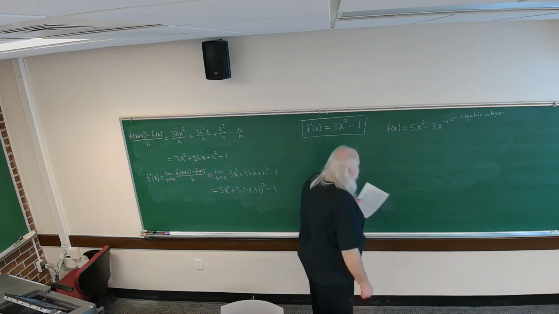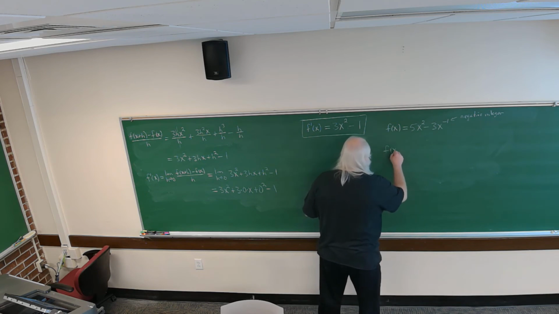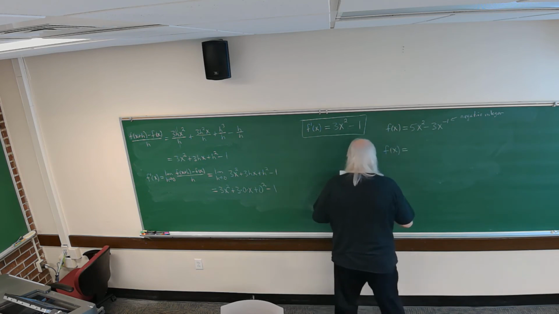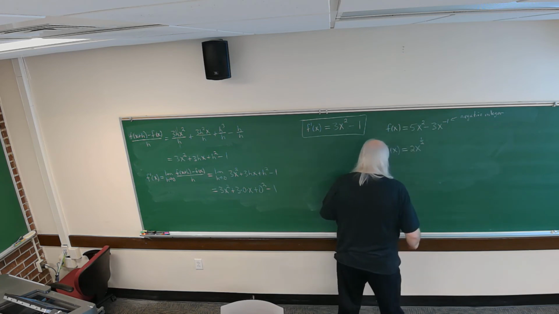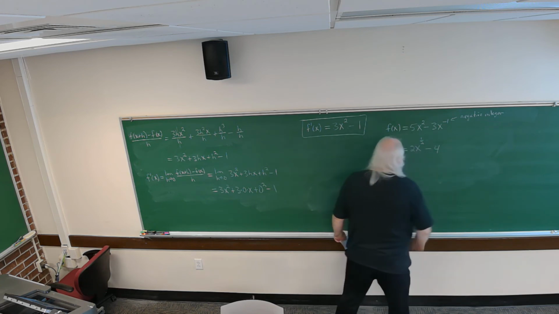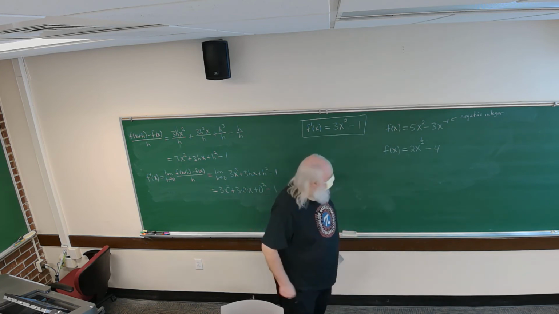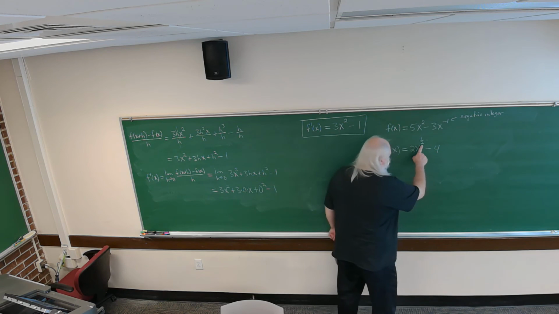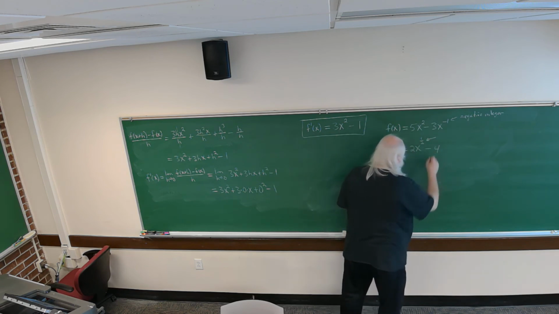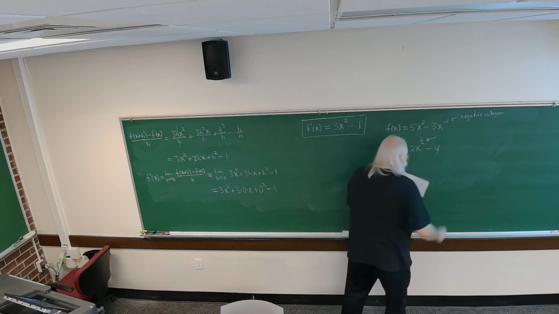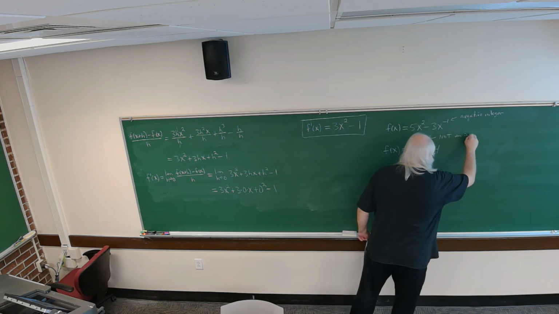Okay? Another example is f of x equals 2x to the 1/2 power minus 4. This is another example of a function that's not a polynomial function. Even though the exponent on the variable x is positive, it's not an integer. Okay? The 1/2 is not an integer. Okay?